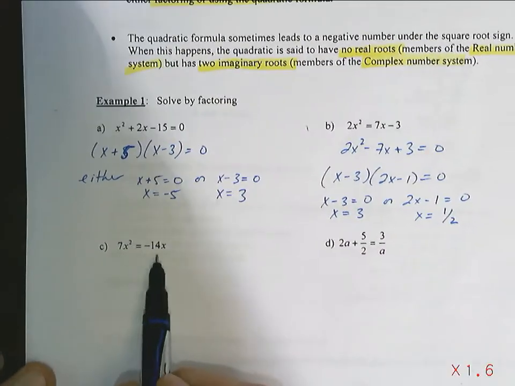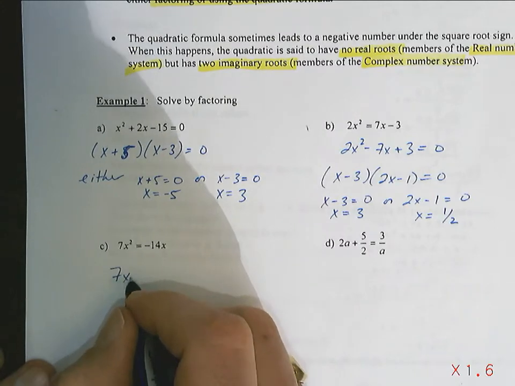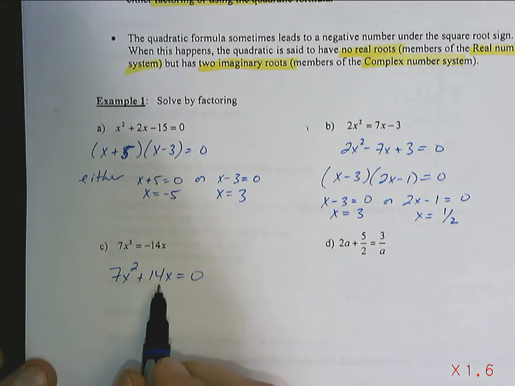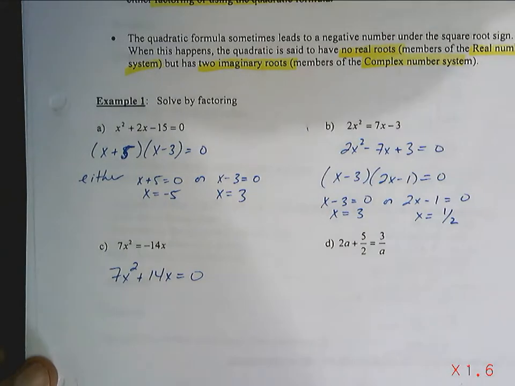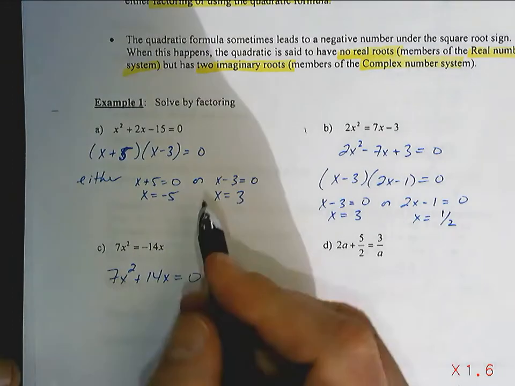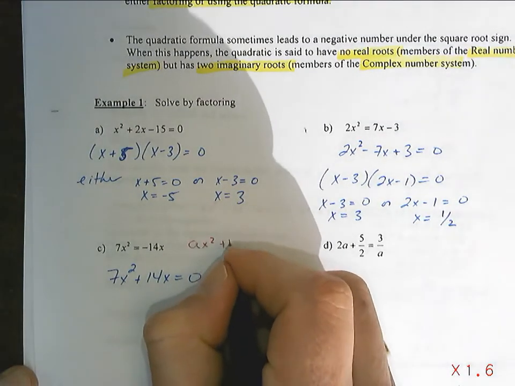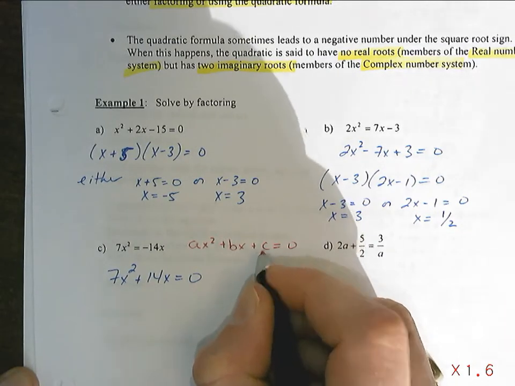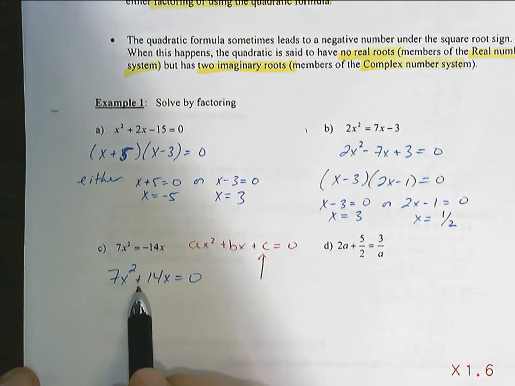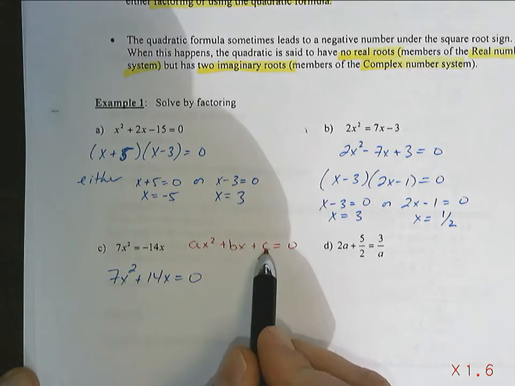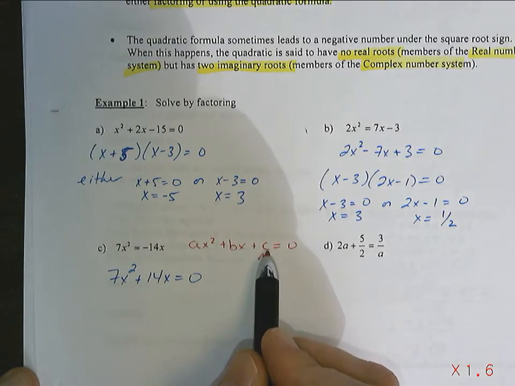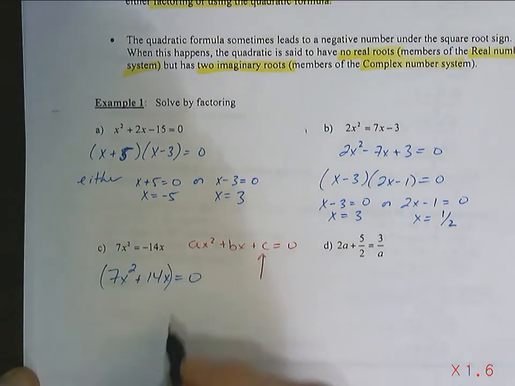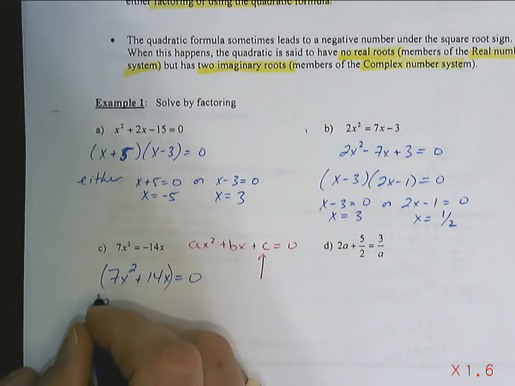Okay, this isn't a trinomial, so I'm not going to try to factor it as a trinomial. I'm going to put it in standard form. This is standard form. Now remember, standard form looks like this: ax squared plus bx plus c equals 0. The only difference is this c value is 0. So it's 7x squared plus 14x plus 0 equals 0. And so there is no c value. It's 0, so I don't need to write it. So we're going to factor. I'm going to factor this, common factor. Take out a 7x.